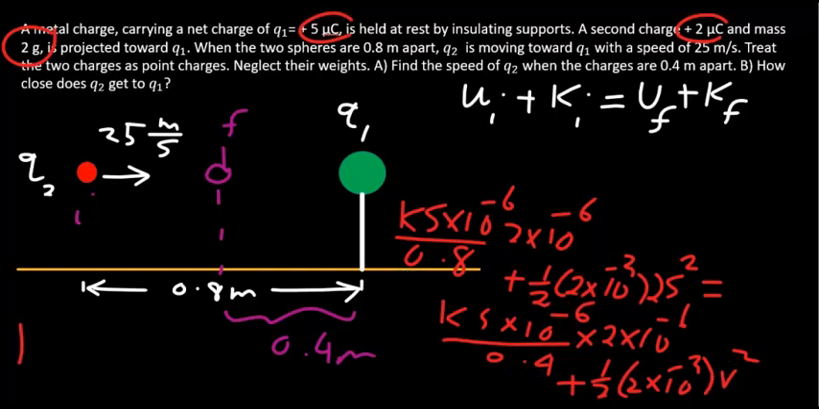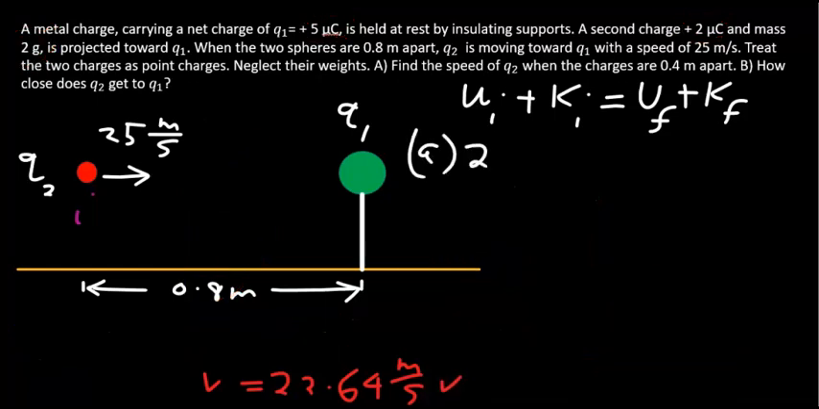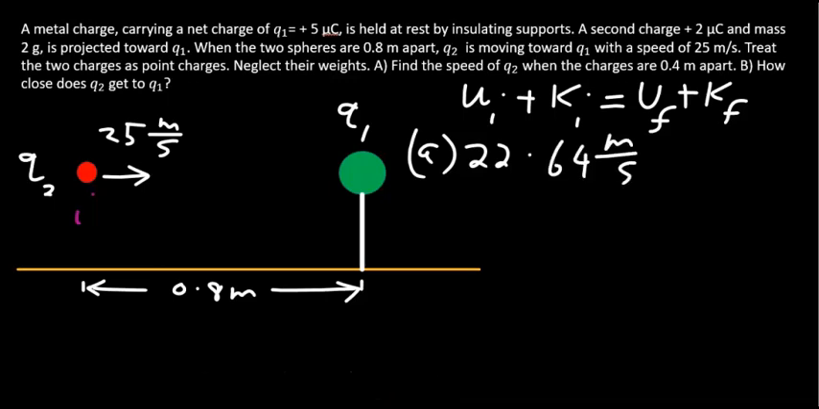Keeping in mind that K has a value of 9 times 10 to the power 9 in SI units, we can solve for V. And when we solve for V, we get the following result, which is 22.64 meter per second. So at that final point, 0.4 meter away from Q1, Q2 would be moving with a speed of approximately 23 meter per second. So for part A, the answer is 22.64 meter per second.